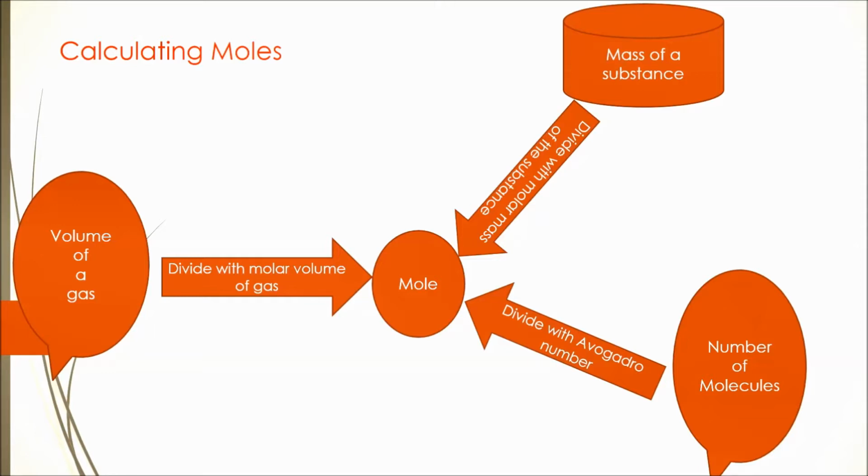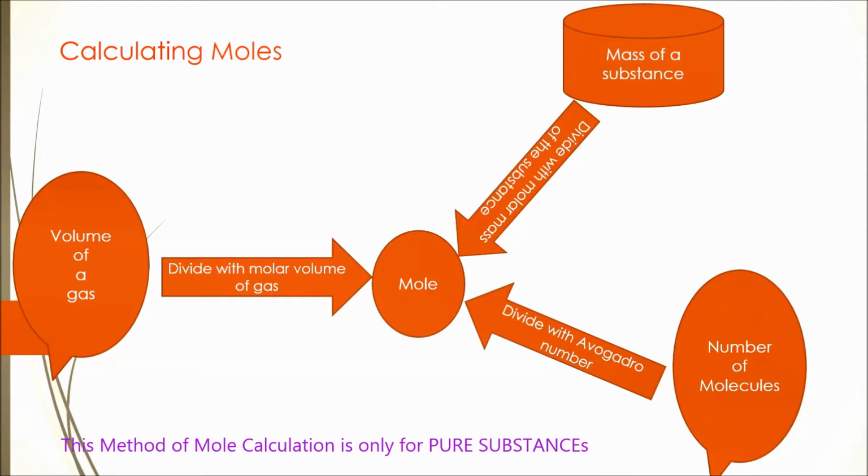When this is mass, we are dividing with molar mass. When you have volume, we are dividing with molar volume of gas. When you have number of molecules, we are dividing with Avogadro number. In all 3 ways, number 1, we are dividing to calculate mole. Another, we are dividing with a homogeneous thing.